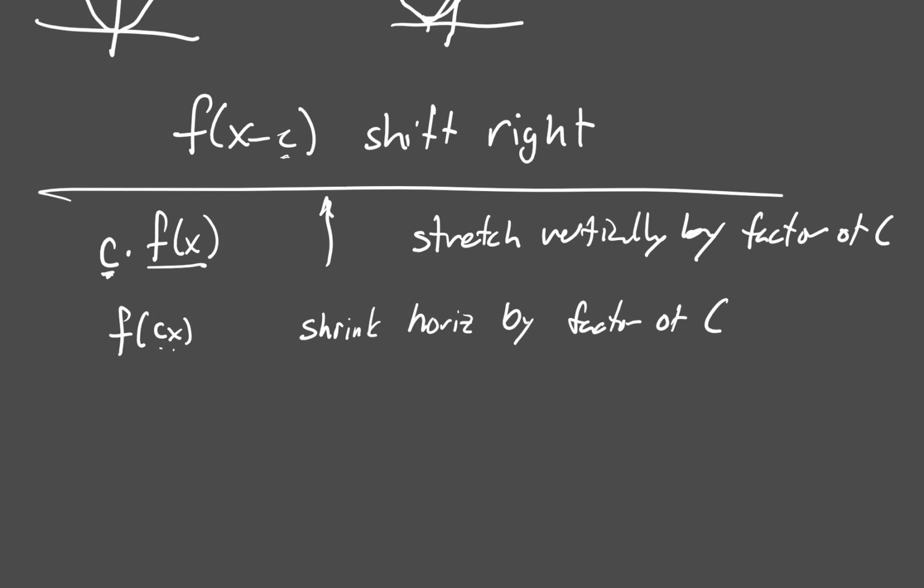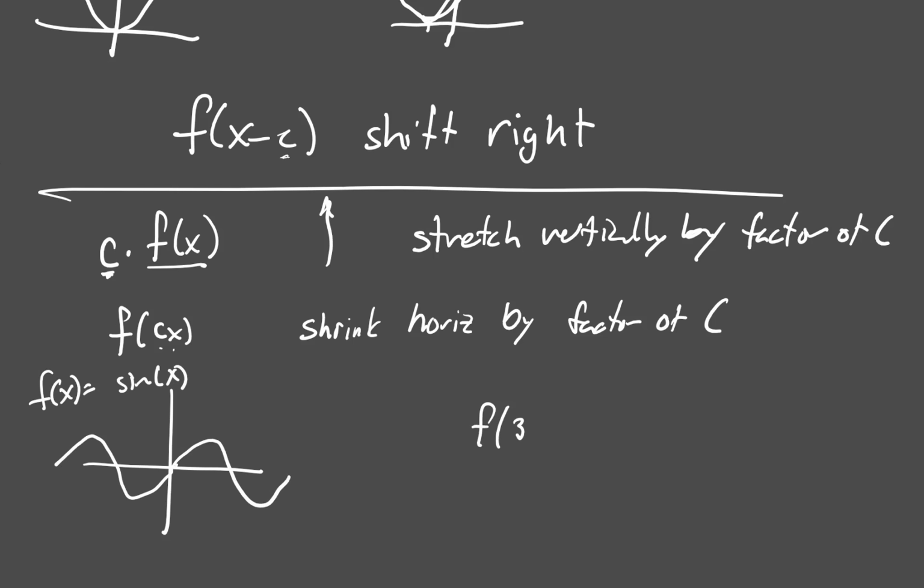So if c was 50, everything would be really, really close together. And if I do, say, a basic trig function, f of x equals the sine of x, then f of 3x, everything's going to be 3 times as fast. So that means in the same amount of time that it took me to do one cycle here, up, down, up, I have to be able to do 3 cycles. So I go 1, 2, 3. 3 times as fast.